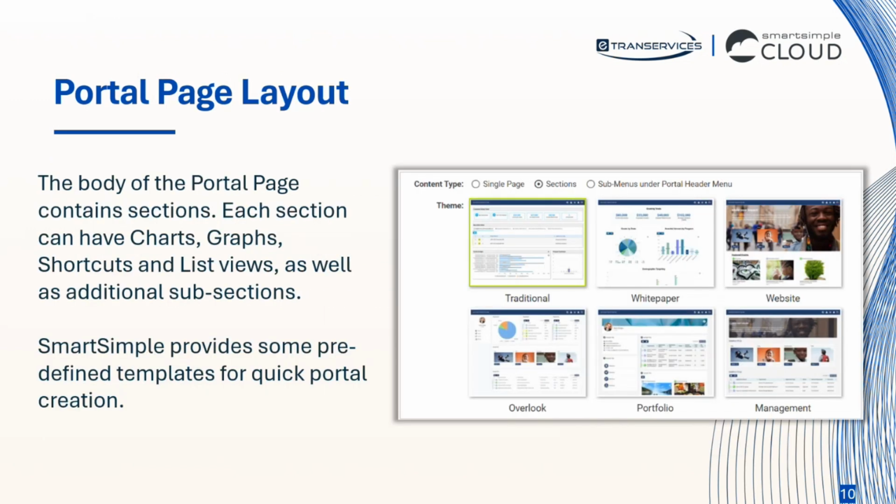The body of a portal page typically contains sections. Each section can have charts, graphs, shortcuts, list views, etc. SmartSimple provides a few layout templates that allow you to easily create user-friendly, well-organized pages by simply adding your own content to a predefined template. You can also create your own customized portal layouts by adding different sections and playing around with the size, the location, color schemes, other settings, etc.